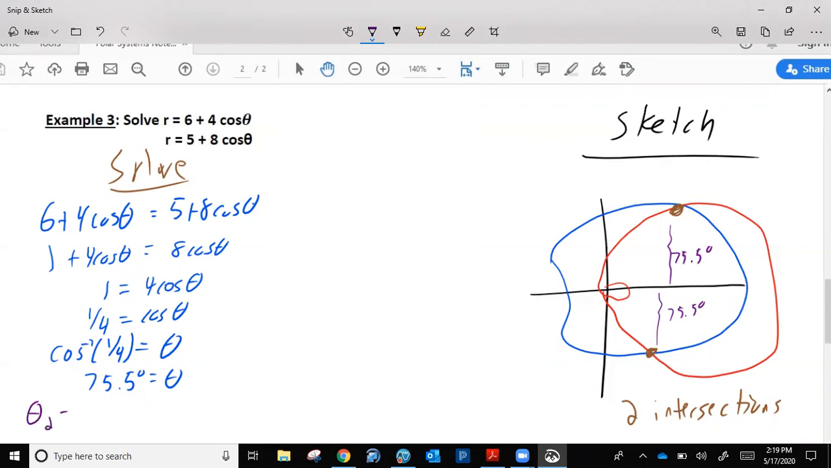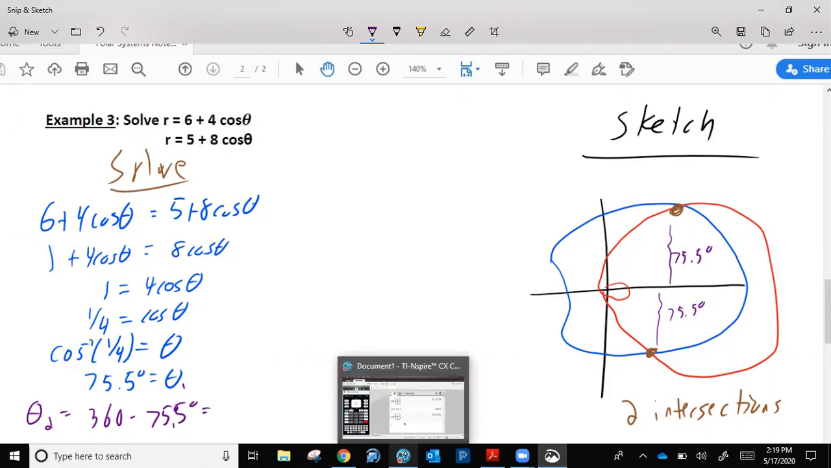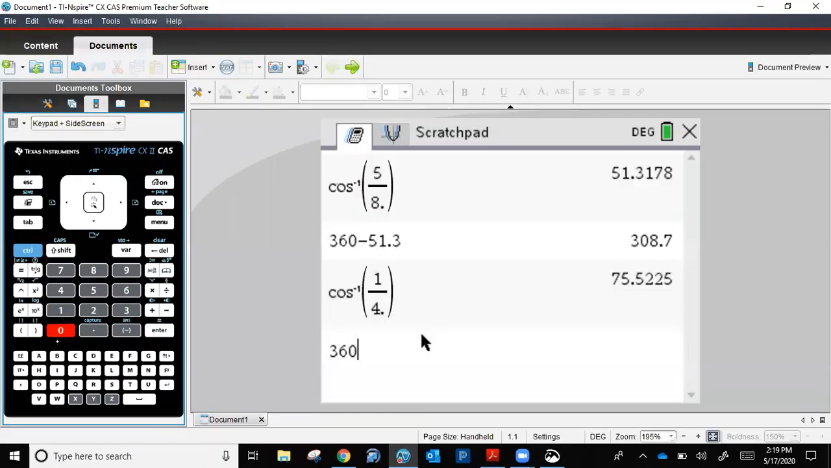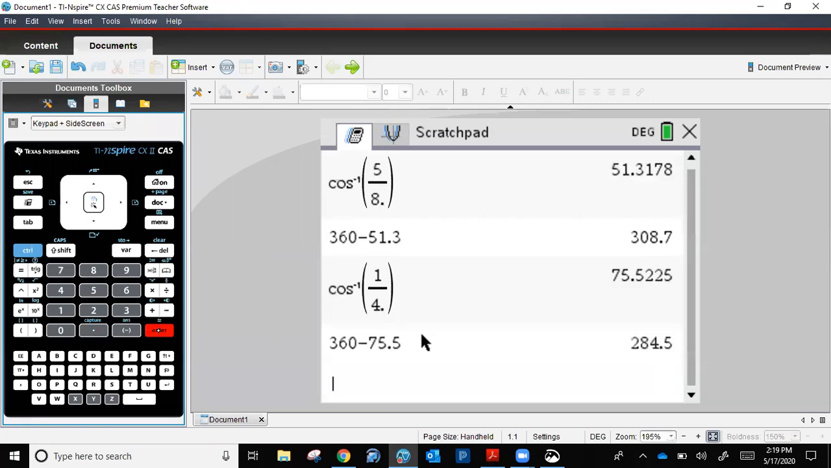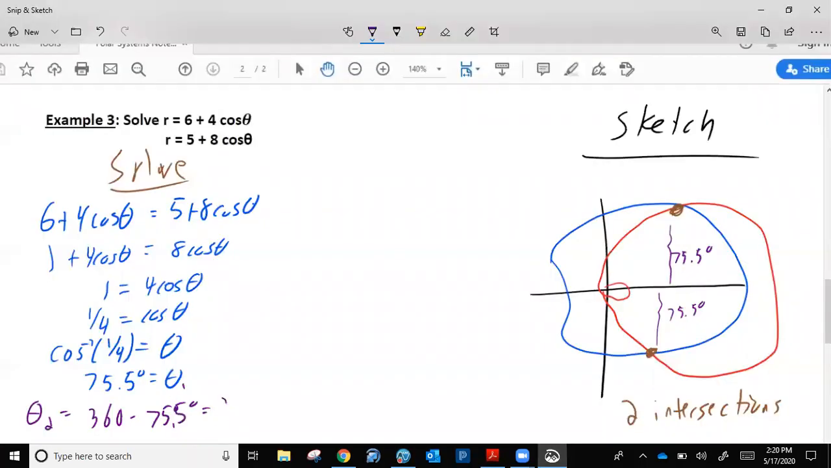So the second angle is going to be 360 minus 75.5 degrees, which is going to give us, let me double check and make sure I don't make a silly mistake, 360 minus 75.5, 284.5. Okay. So we're in good shape on our angles. We have to figure out the radius this time. The radii, I should say. It's not a constant, so I can't assume it's just a single value.